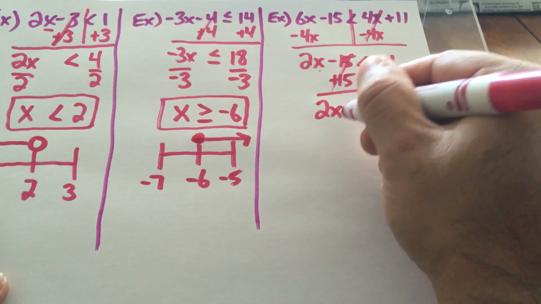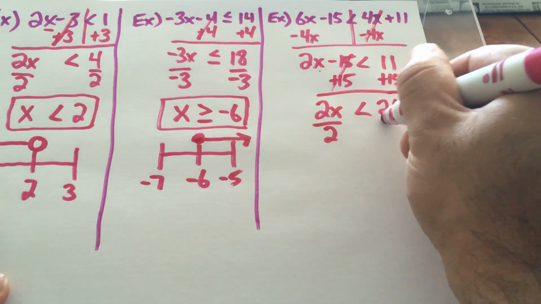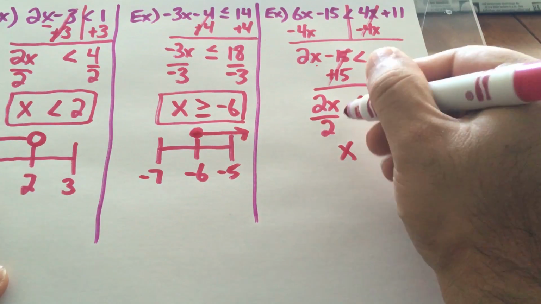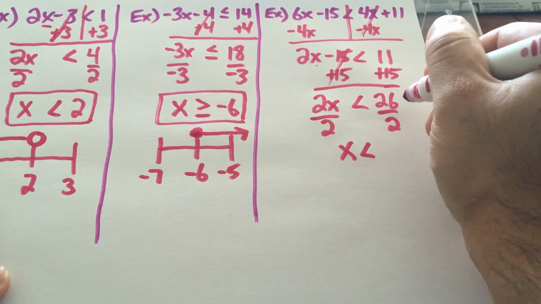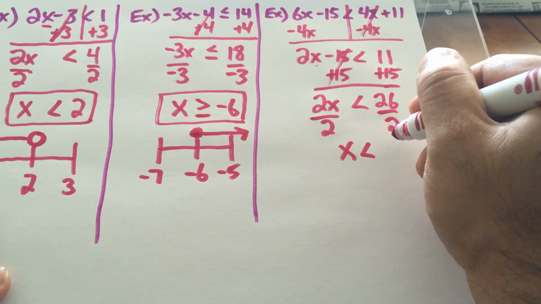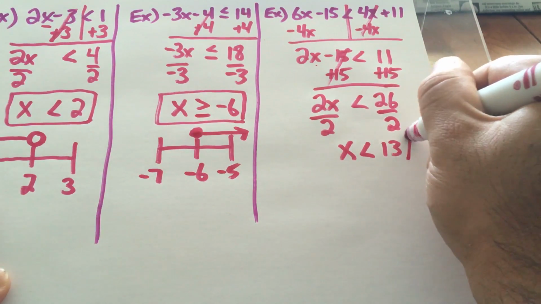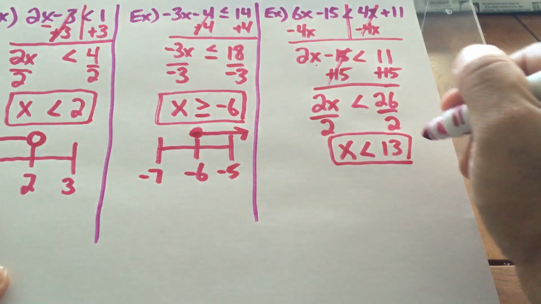And then finally, getting x by itself, we'll divide both sides by 2. And notice we divided by a positive number, so we're going to leave that alone. It's still less than. 26 divided by 2 is 13. So x is less than 13.